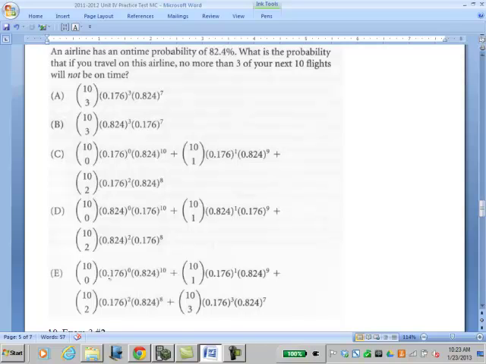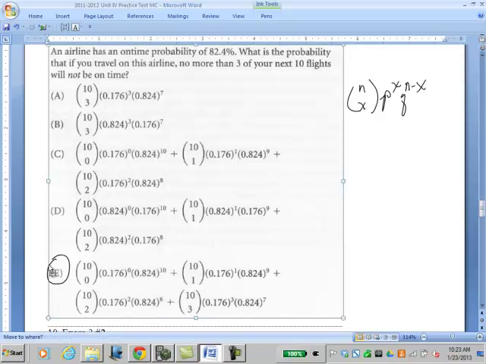10 choose 0. And this is the binomial probability; the formula for it is on your formula sheet: n choose x, p to the x, q to the n minus x. And you have that right here. 0 and 10, 1 and 9, 2 and 8, 3 and 7. So the right answer is E.